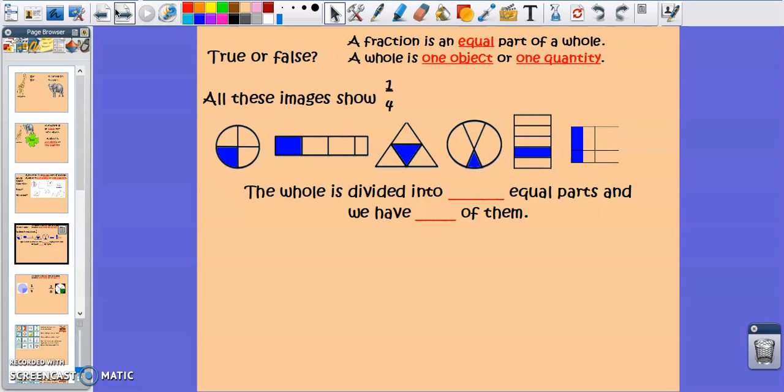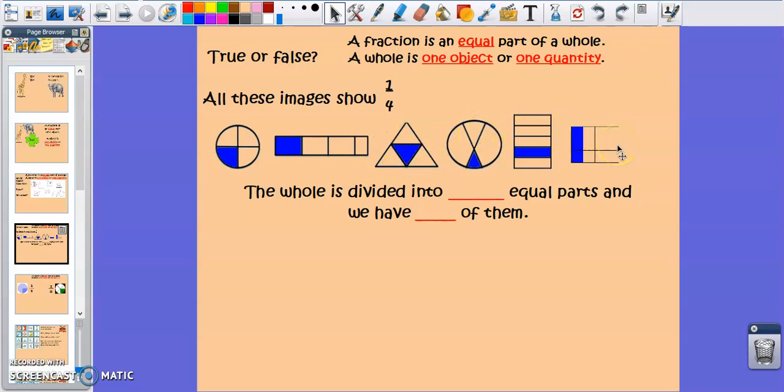So for a shape to show 1/4, the whole has been divided into 4 equal parts. Now if I look at my fraction here, I've got my denominator, okay, that's that number at the bottom of the fraction, that's 4. So that's the part that tells me how many equal parts it's been split into. And I continue the sentence, the whole is divided into 4 equal parts, and we have, for 1/4, one of them. So take a careful look then at these pictures here.